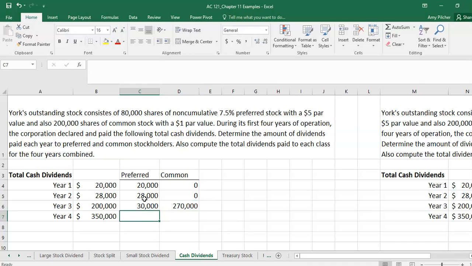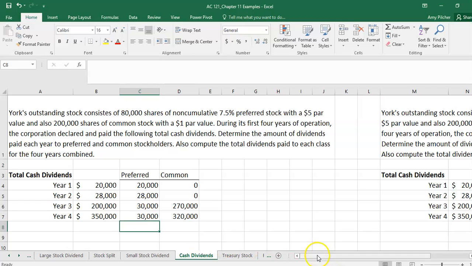This also happens in year four. They get their $30,000 guaranteed and the common shareholders get the remaining $320,000 split between them. So that is when we have non-cumulative preferred stock.